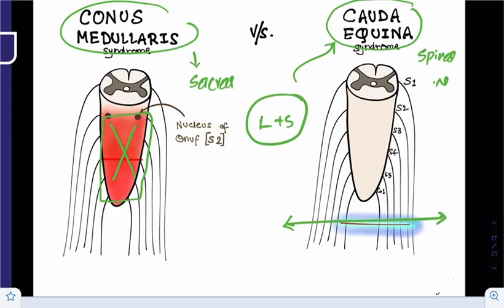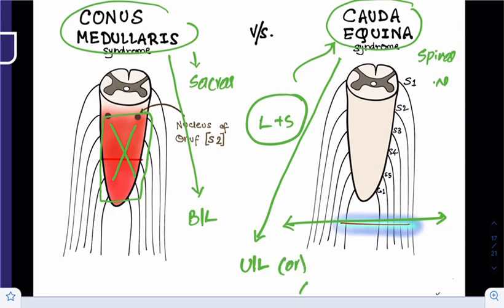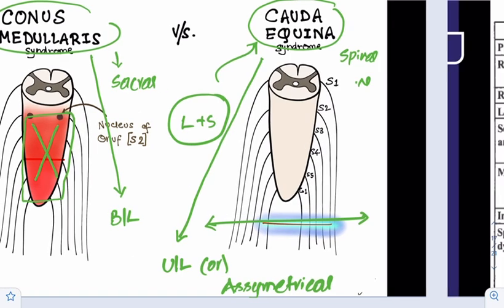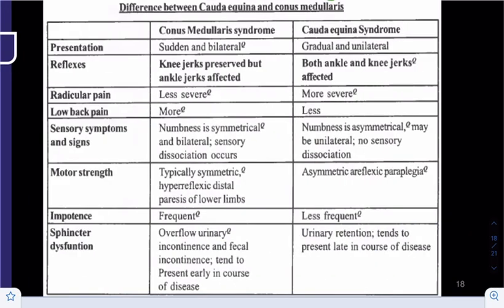Now, let me tell you the differences between these two. You have to remember that in conus medullaris, the majority of manifestations will be bilateral. Whereas in cauda equina, the majority will be unilateral manifestations, or there will be asymmetrical involvement. Right, there will be asymmetrical involvement in the case of cauda equina. Now, let me tell you the differences between these two. If you take the conus medullaris, it is sudden as well as bilateral in onset. And cauda equina, as I have told you, is asymmetrical or unilateral and gradual in onset.